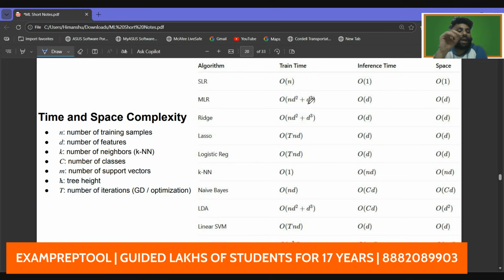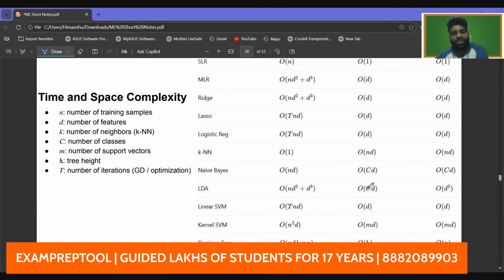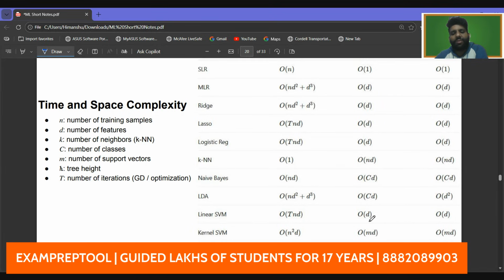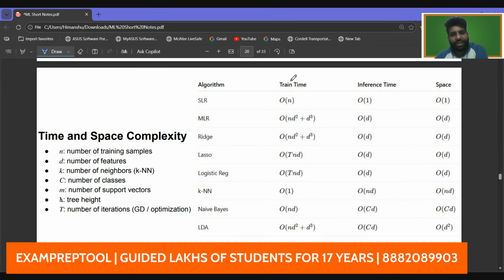Very important. Capital T is actually referring to the stochastic gradient descent or batch gradient, basically the number of iterations. M is the number of support vectors. In linear models it would not really matter much, but for kernel it actually matters a lot what my number of support vectors is. And yes, it's not just the train time, it's inference time plus space as well.